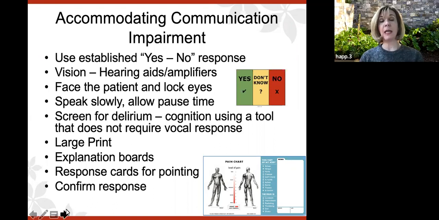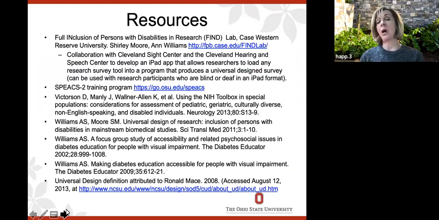Our training is available at go.osu.edu/speaks, and would also really recommend the resources of the full inclusion of persons with disabilities in research, the FIND lab at Case Western Reserve University, and we provide the link there to the FIND lab and the FIND lab resources.